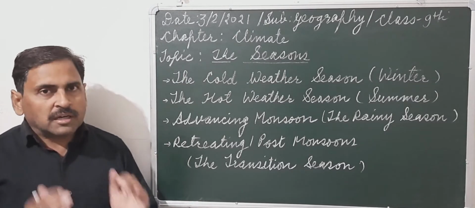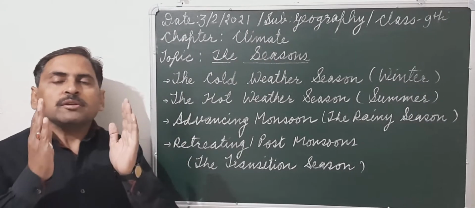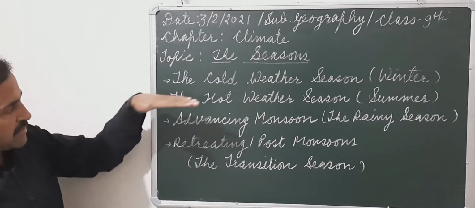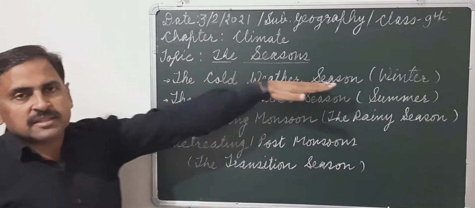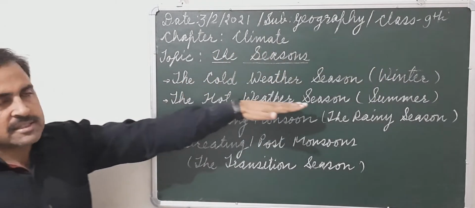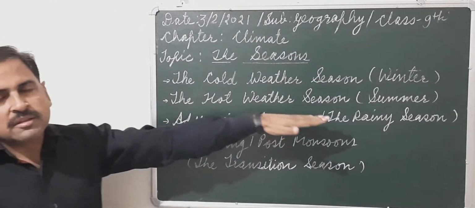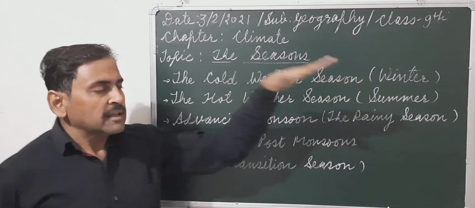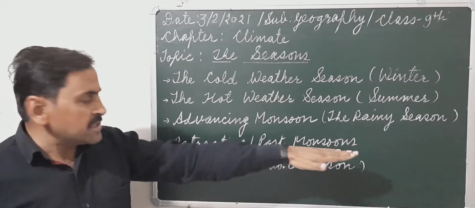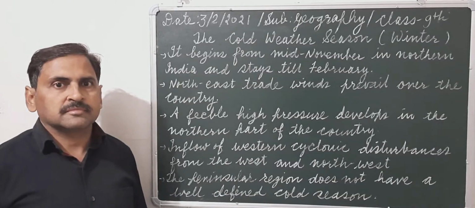Today we will learn about the seasons. There are mainly four types of seasons in India. First, the cold weather season, winter. The hot weather season, summer. Advancing monsoon, the rainy season, and retreating or post monsoon seasons, the transition season.